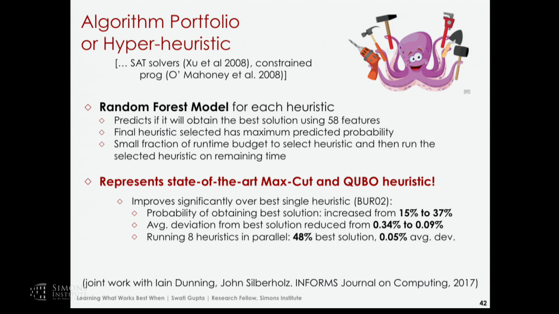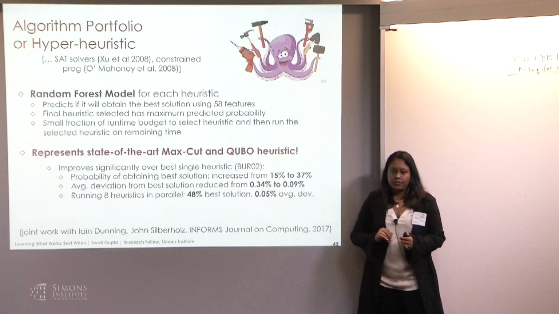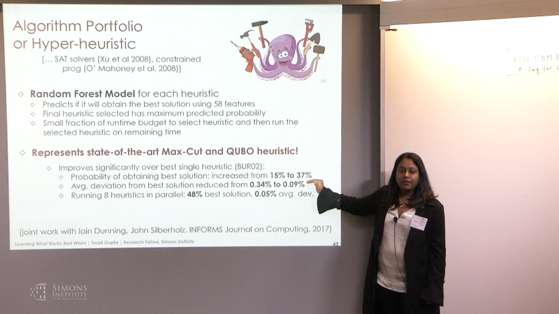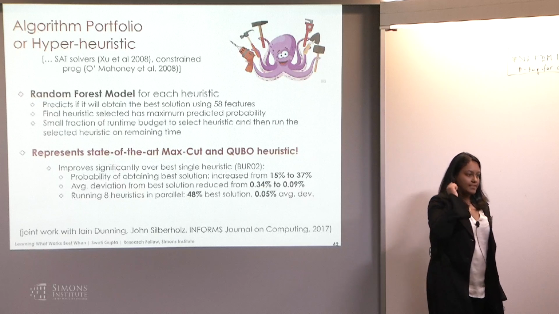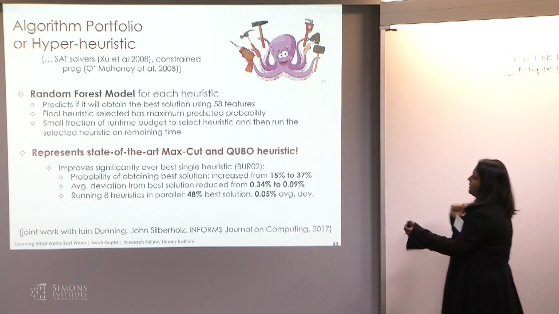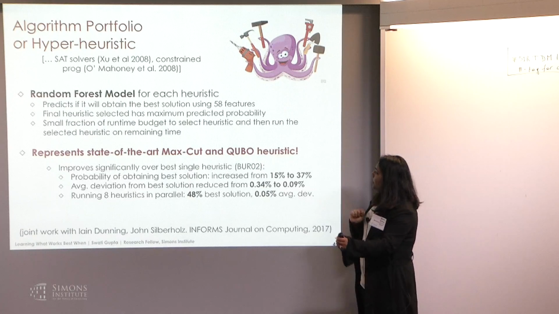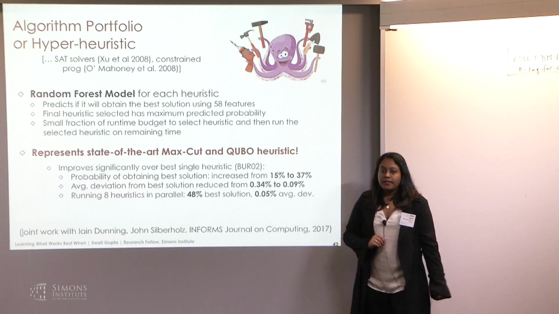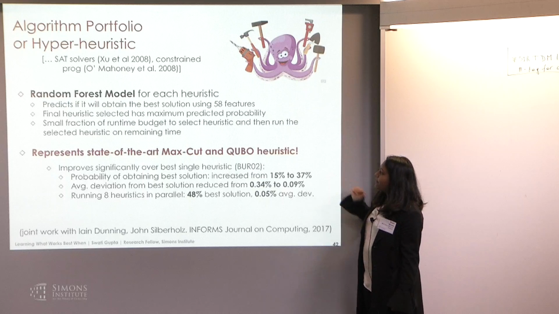And of course, we had a runtime budget for each of the instances. We allocated a part of it to compute the features, select a heuristic, and ran that heuristic for the remaining time. And this increased the probability of obtaining the best solution from 15% to 37%. The 15% is if you selected a single best heuristic. This was the Bureau 2002. But by doing this switching of heuristics and selection using the random forest, we could increase that to 37%.